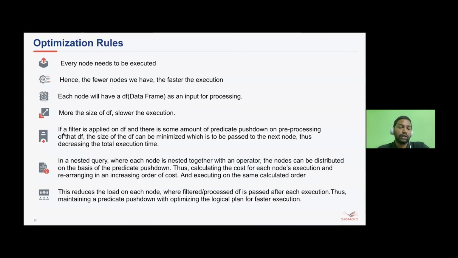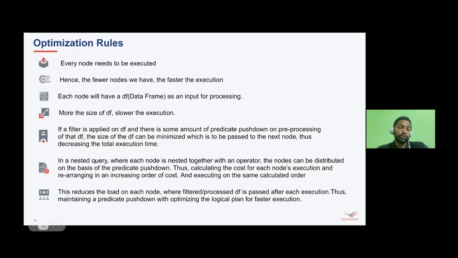So what we thought was, what if we apply a filter on that DF before sending it as an input to another node or another filter expression? It's similar to something like predicate pushdown, where we pre-process the data frame and apply some filters, and we decrease the size and send it as an input to the next node. By doing this, we could see that every node will have less input to read, thus decreasing the total processing time and the execution time of each node.